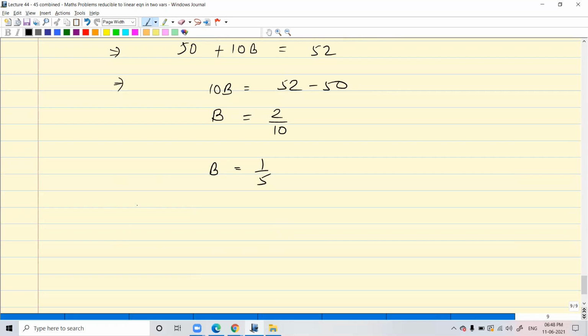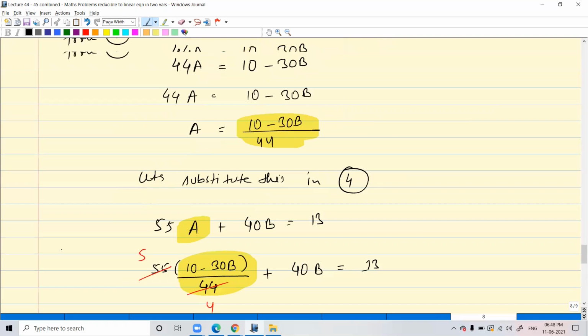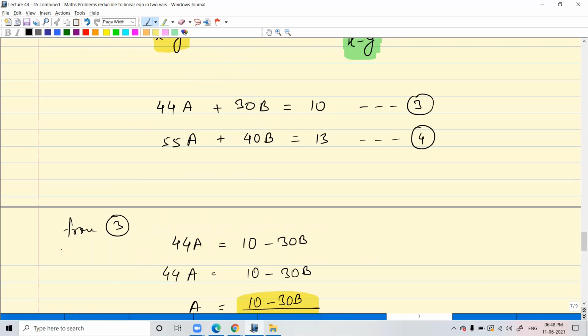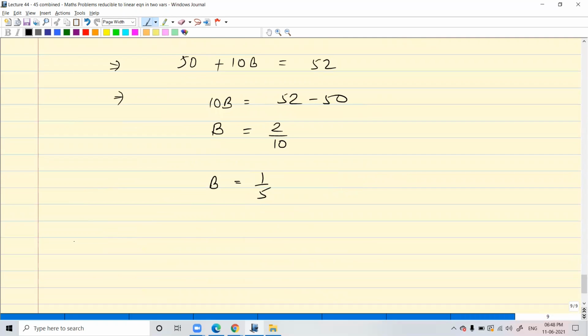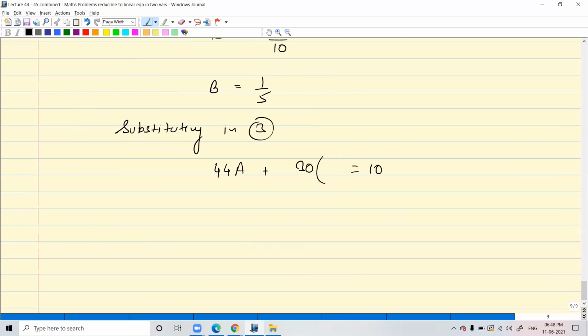Now let's take this b and put it into one of the equations, third or fourth. The B value I have got is 1 by 5. So I will take the third equation itself and put the b value there. We had 44a plus 30b is equal to 10. That was the equation. So in this equation, instead of b, just put 1 by 5. I'm sorry, I was saying 1 by 2 by mistake. Okay, it's 1 by 5. Then just cancel it. 5 sixes are 30. It will get cancelled. So what do we have?